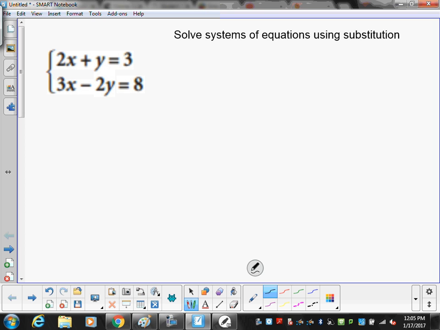What we're looking at today is solving systems of equations using substitution. In the past, you've done it with graphing, which means you graphed two equations down where they met, and that point where they met was your solution. The point is always listed as an ordered pair, an x and a y. And so that's what we're looking for here. We're trying to find an x value and a y value that work in both of these two equations.